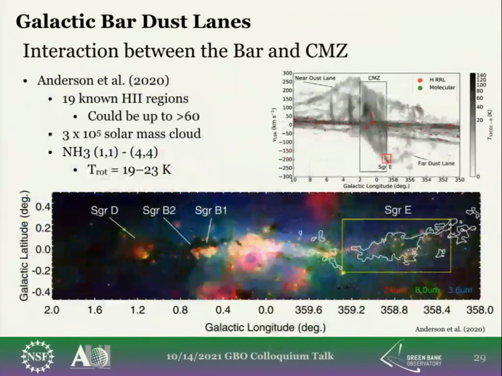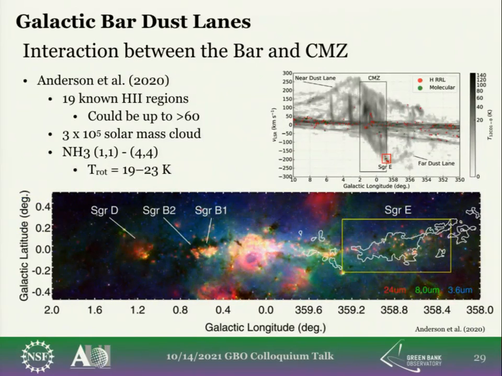All right, so what did they do? They looked mainly at several H II regions that are located in the Sagittarius E complex. There are 19 known H II regions at this location. However, based on several of the candidates, they could have up to 60 H II regions located here as well.